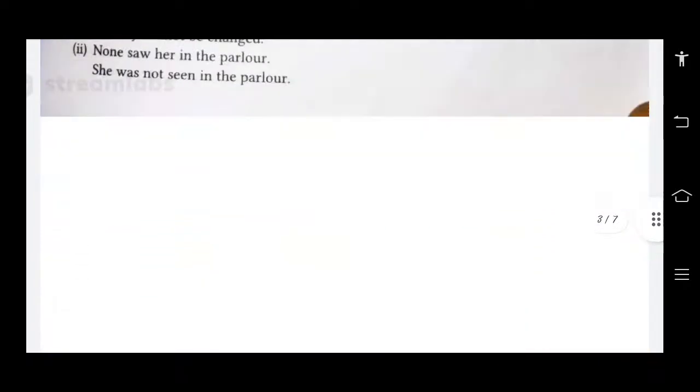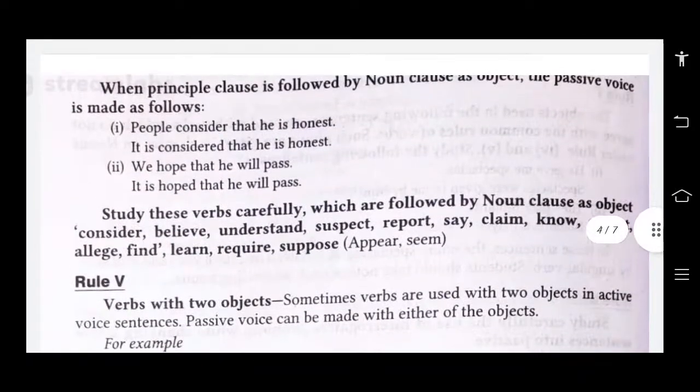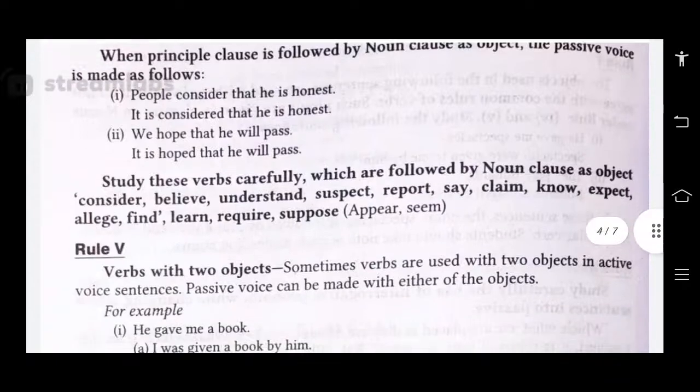Now if you look at rule number 4, we learn that when interrogative pronouns or indefinite pronouns, or in a simple way, when negative indefinite pronouns are used in the subject place, its passive sentence must be in the negative sense. Right? Very good. And rule number 5.